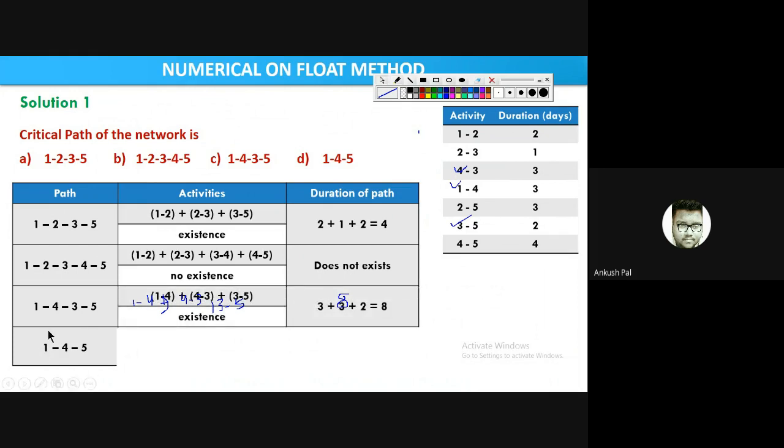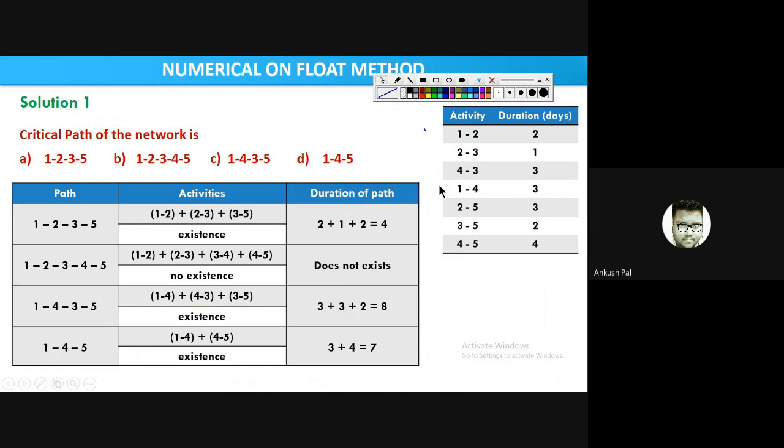Now what is this one? Tell me about this. 1 to 4 and 4 to 5 only, right? Only 2 activities. 7 days. So 1 to 4 and 4 to 5, which is 3 plus 4, 7. So it exists and its duration is 7. Okay. So which one is the critical path then? Which option? The third one. Yes. So here this path is the critical path. Okay. So since this is the longest path, clear.